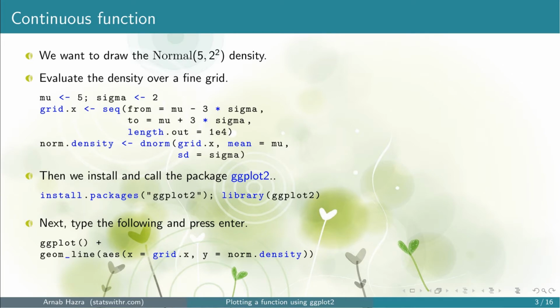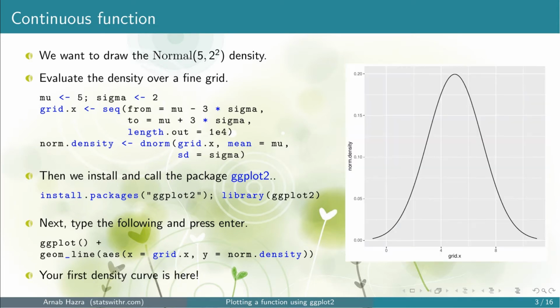In the console window, type ggplot, a blank bracket, plus geom_line within aesthetics x equals to grid.x and y equals to norm.density. Now press enter. Okay, you get your first normal density curve.